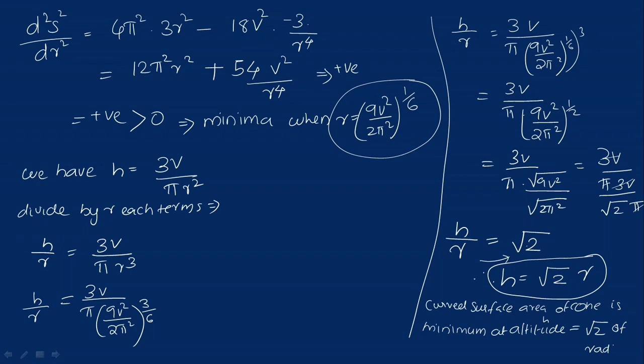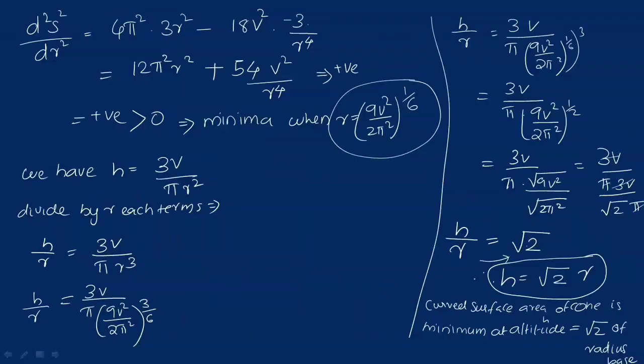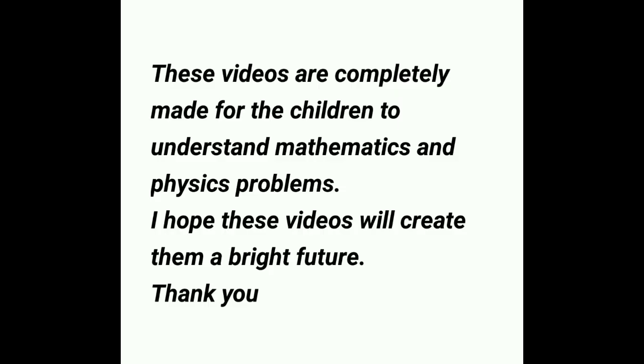So in the question, it's given that a cone with least curved surface area and given volume has an altitude which is equal to root 2 times the radius of the base. That is the question. So hence we have proved.